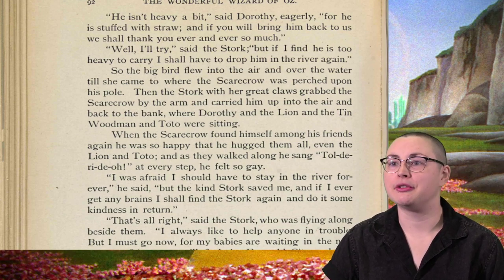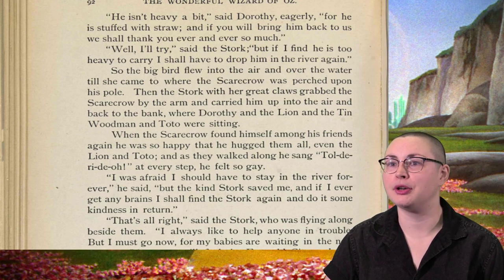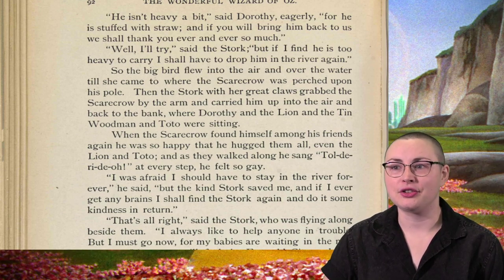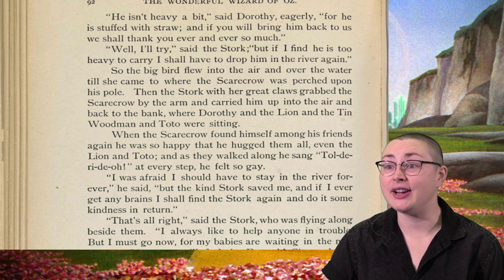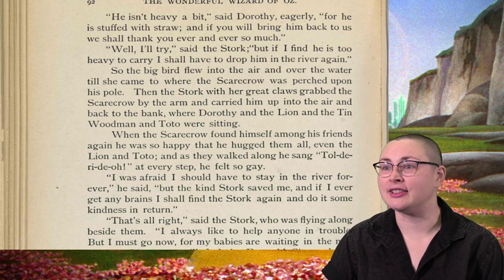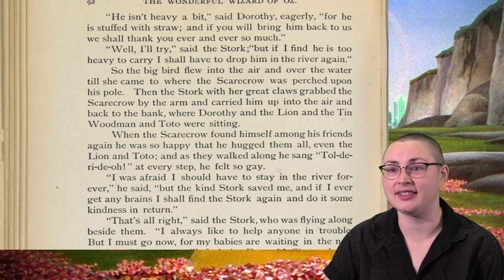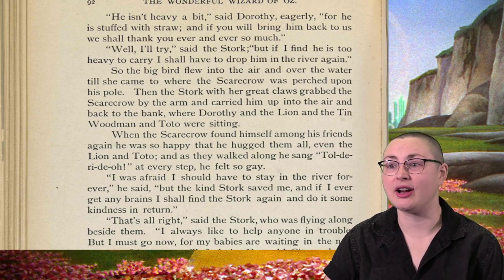So the big bird flew into the air and over the water till she came to where the Scarecrow was perched upon his pole. Then the stork, with her great claws, grabbed the Scarecrow by the arm and carried him up into the air and back to the bank, where Dorothy and the Lion and the Tin Woodman and Toto were sitting. When the Scarecrow found himself among his friends again, he was so happy that he hugged them all, even the Lion and Toto.